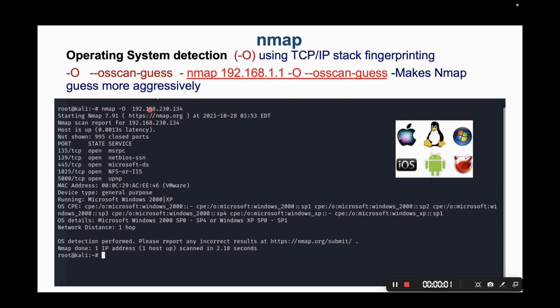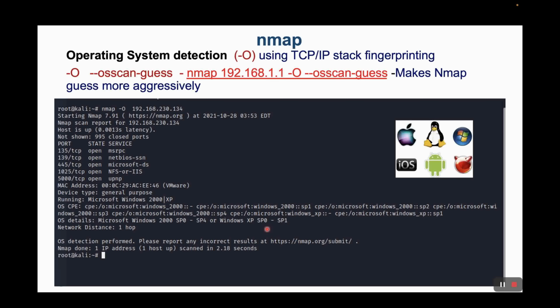Now let's talk about a very important scan option with Nmap. It's called Operating System Detection, -O, using TCP stack fingerprinting. Let's focus on fingerprinting. Now, let me show you the output here. See nmap -O, the IP address, and of course it will display the ports, the status of the ports, the services. And here you could see that it's showing you the type of operating system details. It says Microsoft Windows 2000 SP0 or SP4, or maybe Windows XP SP0 to SP1.